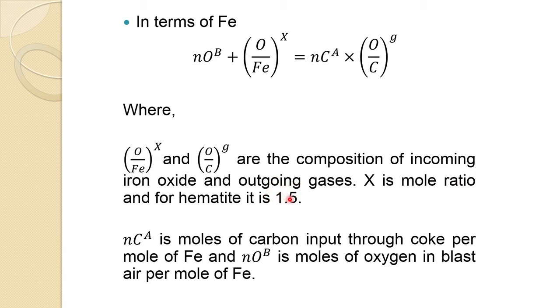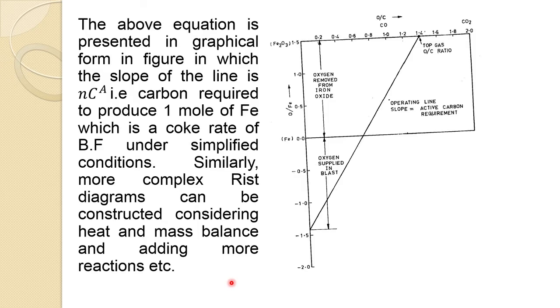So, this gives 1.5 in the case of hematite, and this is the mole of carbon input through coke per mole of iron which is needed, and this is the mole of oxygen in the blast air per mole of iron. So, all the calculations are based on per mole of iron, and so the above equation is presented in a graphical form for oxygen-iron ratio and oxygen-carbon ratio.